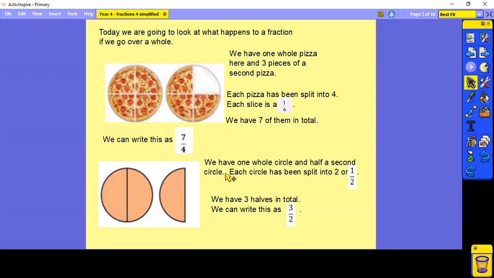Again, here we have one whole circle and half of a second circle. Each circle has been split into 2, or split into half. We have 3 halves in total. We would write this as 3 halves, or 3/2.